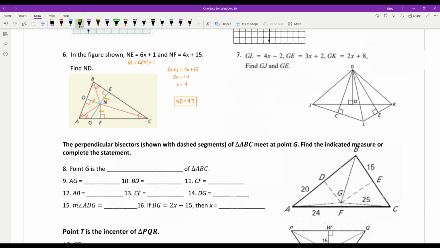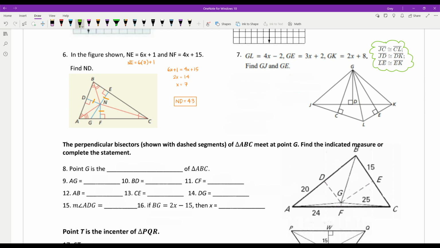All right, number 7. We have a picture here, and we know some expressions. GL is 4x minus 2. GE is 3x plus 2. GK is 2x plus 8. We know that GC, GD, and GE are perpendicular. What you're missing on your sheet, so you need to add that to it because you don't ever want to assume anything, is that JC is congruent to CL, JD is congruent to DK, LE is congruent to EK.